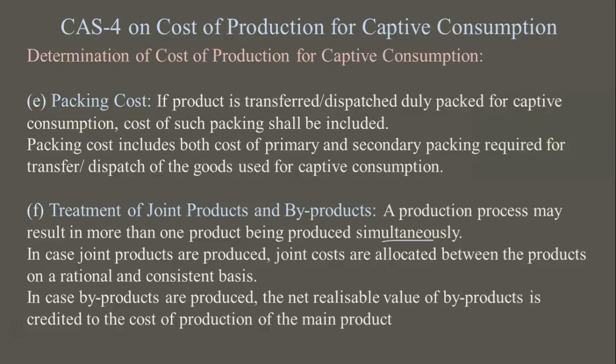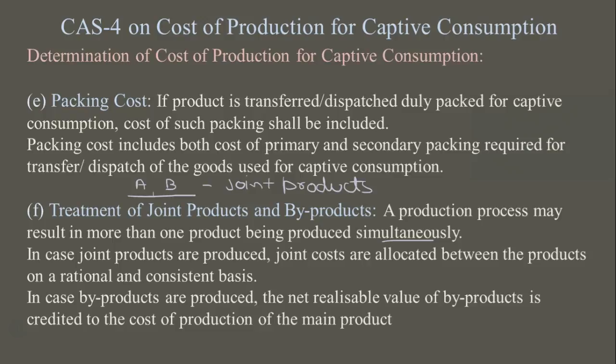Joint product is basically a process in which more than one product is produced simultaneously. When we are producing more than one product simultaneously, not one by one, we are producing simultaneously. Suppose there is a process in which we are able to produce two products, A and B. When we are producing both the products, they are known as joint products. Okay guys?